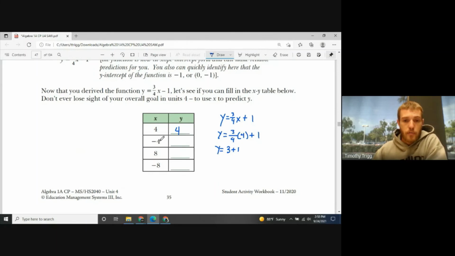Let's go ahead and do -4 here. So y equals 3/4 x, and I'm replacing the x with -4, minus 1. Here the 4's cancel, but you're still doing a positive times a negative. So that'll be a -3, and then minus 1, which gives you -4.